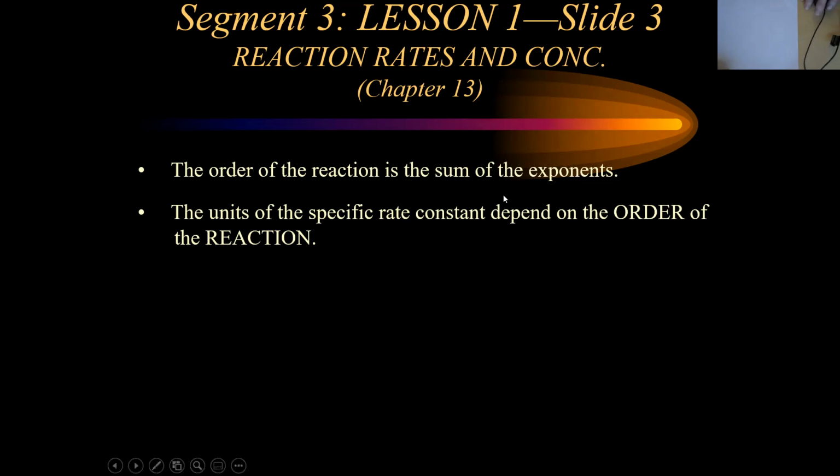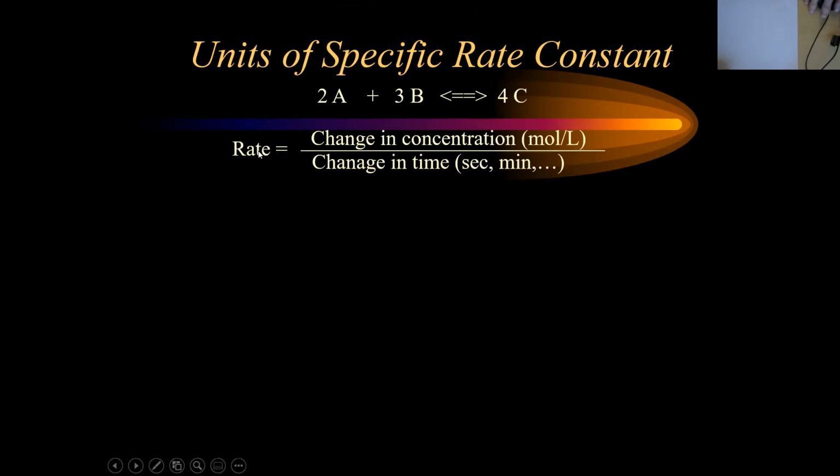Now, there are units to the specific rate constant, and they will depend on the order of the reaction. For example, if I've got a rate, it's always going to be a change in concentration over a change in time. So its units for the rate are going to be moles per liter per unit time. If it's a fast reaction, it might be moles per liter per second. If it's a little slower, maybe it'll be moles per liter per minute or moles per liter per hour, or in concrete, moles per liter per century. So it's moles per liter per unit time.